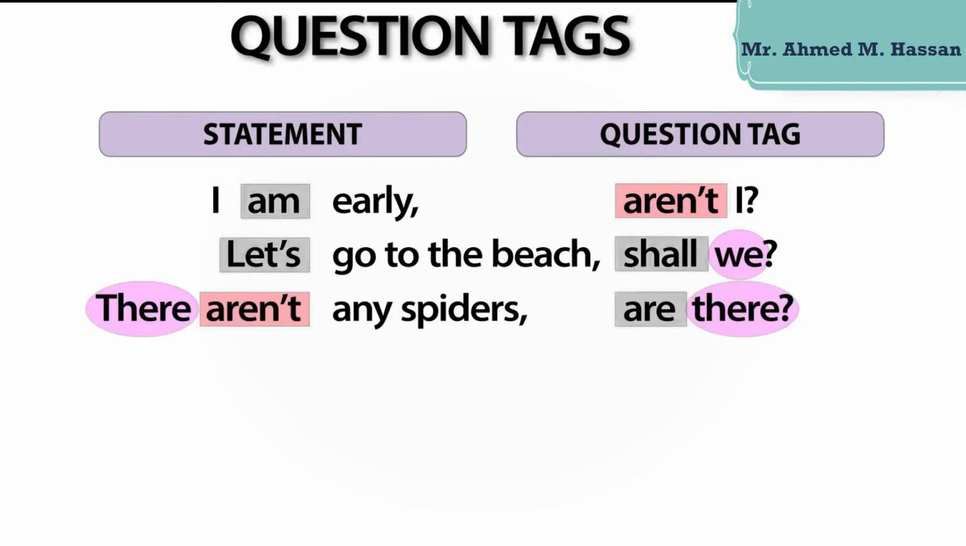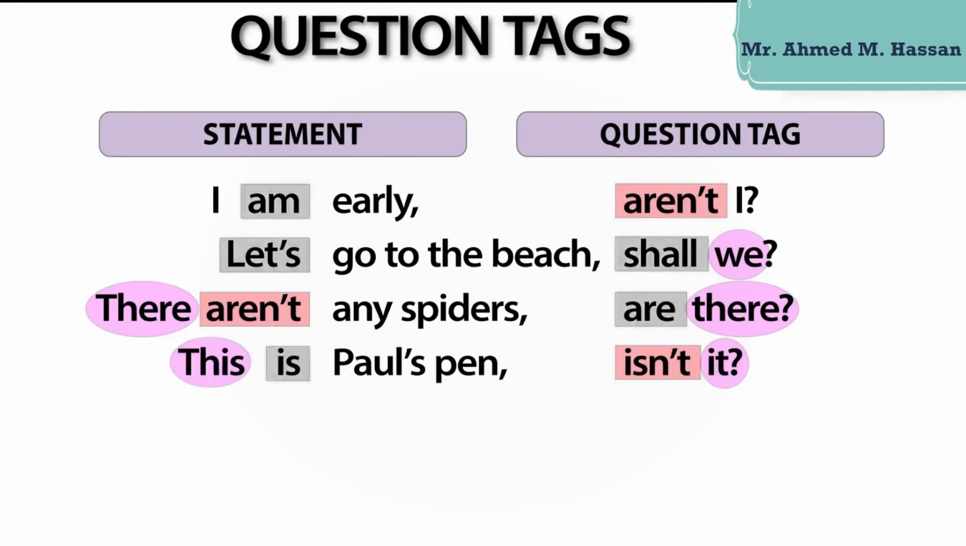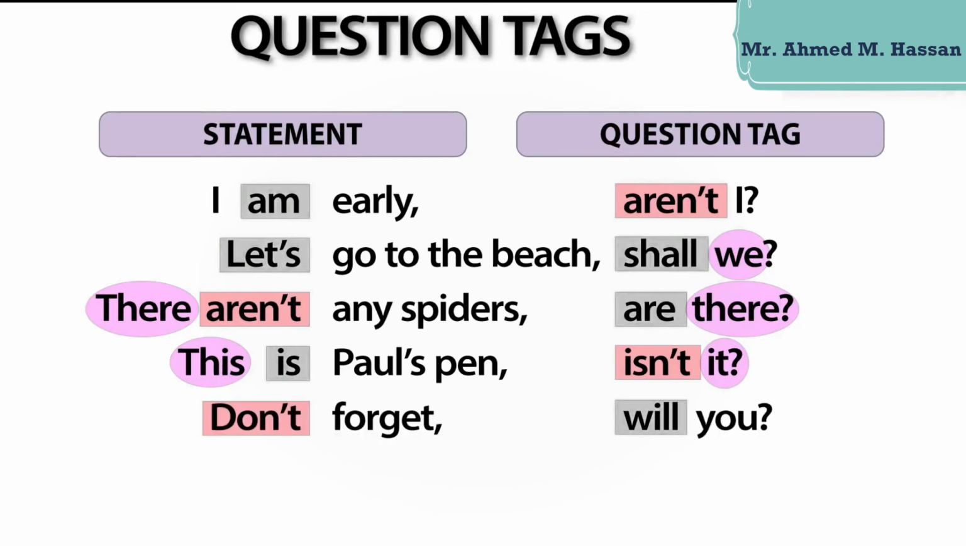There aren't any spiders in the bedroom, are there? Notice how we use there in the question tag. This is Paul's pen, isn't it? We don't say isn't this, no, we say isn't it. Don't forget, will you? With negative imperatives, we normally use will you as the question tag.